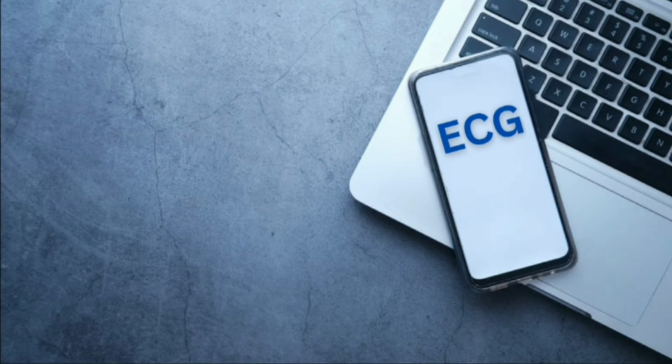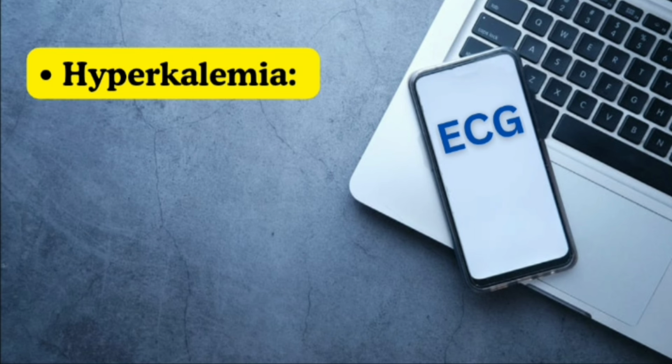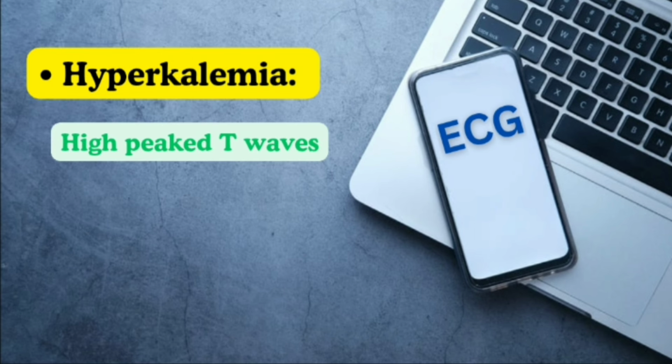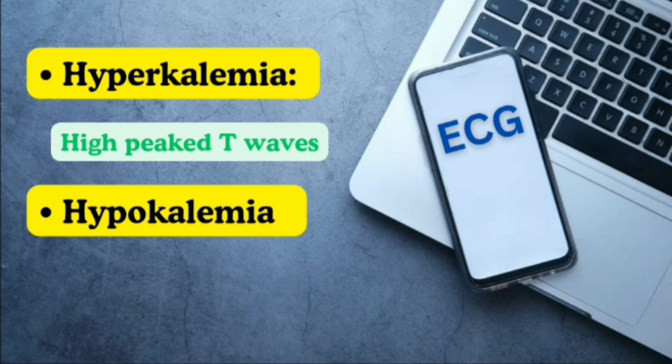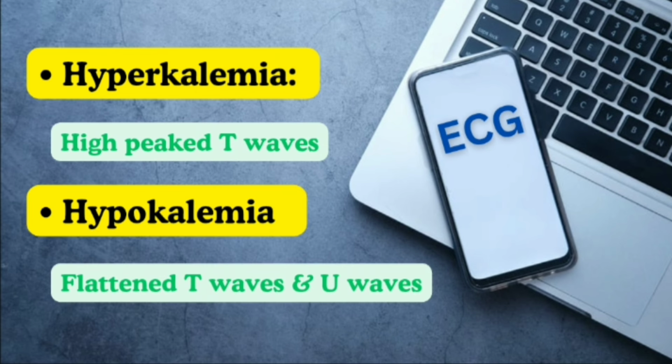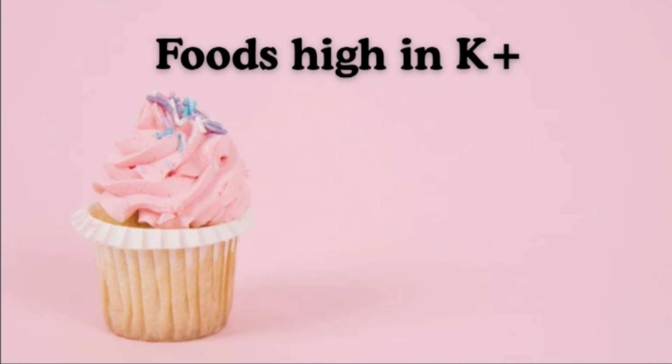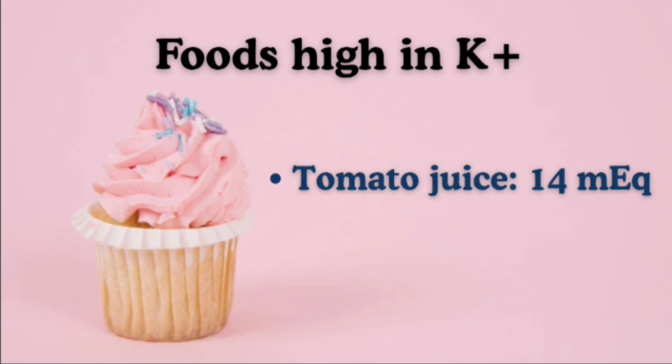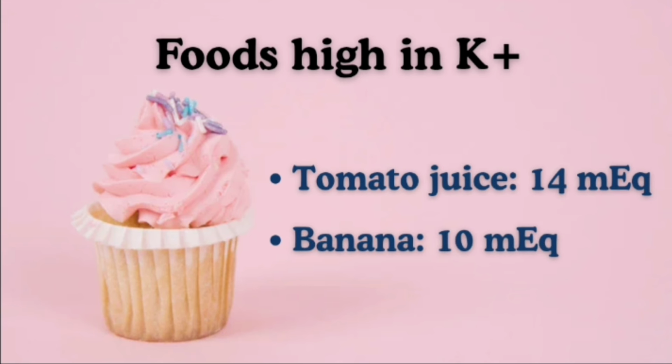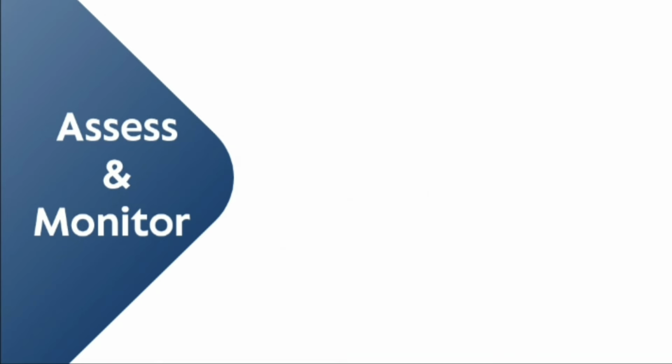ECG can help in monitoring the patient's potassium status. High peaked T waves are a sign of hyperkalemia, and flattened T waves with U waves are a sign of hypokalemia. Foods high in potassium should be prescribed when the patient has recovered sufficiently to take food orally. Tomato juice has 14 milliequivalents of potassium, and a medium-sized banana provides about 10 milliequivalents.